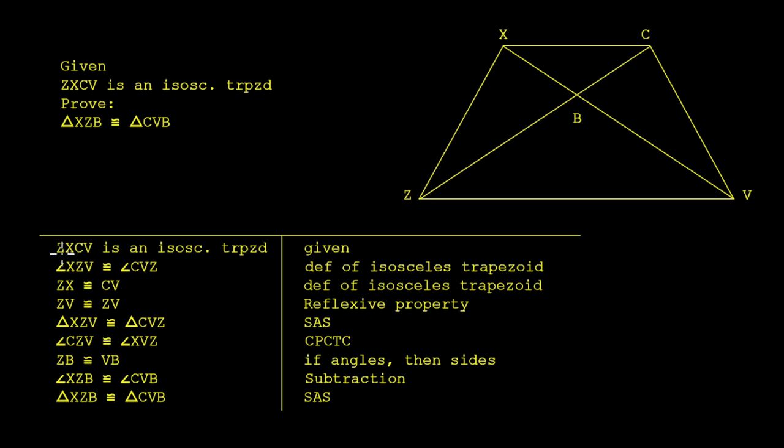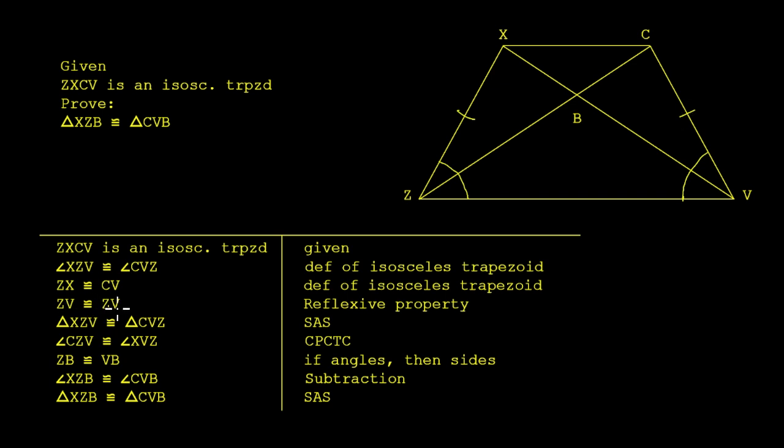So first, ZXCV is an isosceles trapezoid, given. Angle XZV is congruent to angle CVZ, definition of isosceles trapezoid. Next, ZX is congruent to CV, again, definition of isosceles trapezoid. So XZ and CV are congruent.